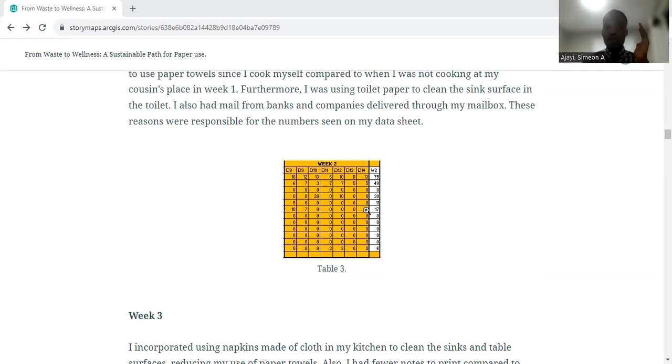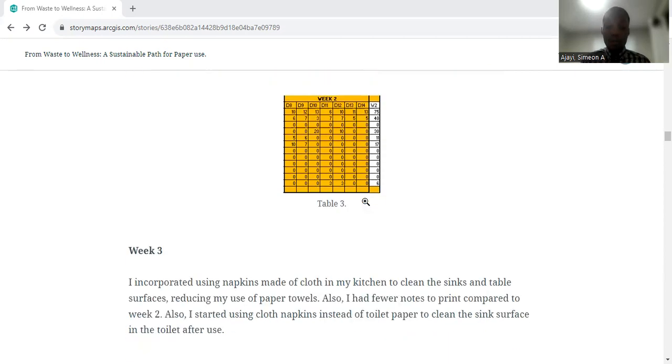So I had to get a lot of milk products. I had to get a lot of beverages. I had to get a lot of cooking utensils, which come with a lot of paper and boxes. So those really contributed to the surge in the number of paper products I used during this week.